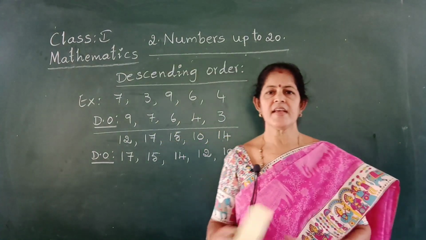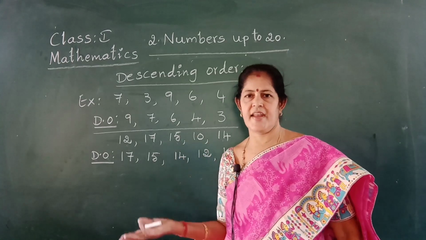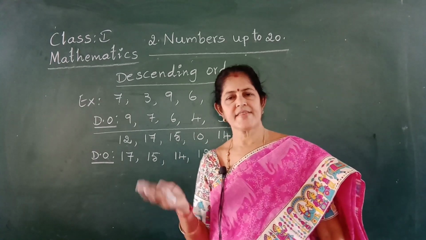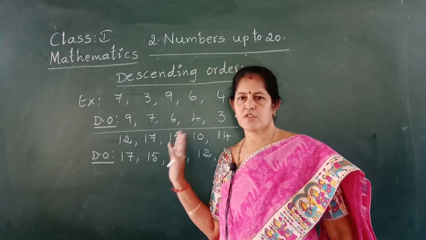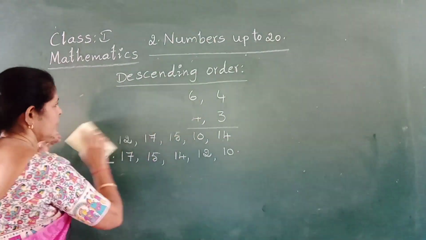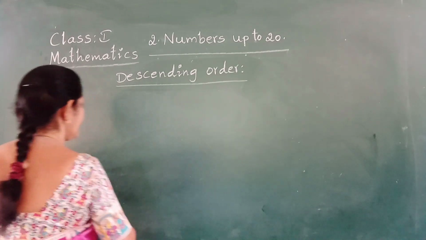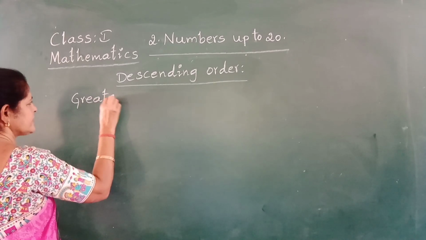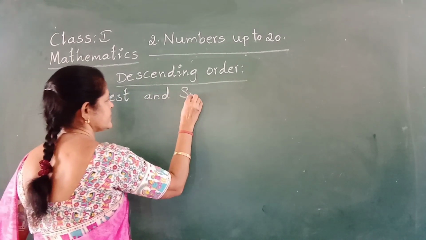By practicing, you get perfection in ascending order and descending order. Okay? Ascending order, small to big. Descending order, big to small. Okay? Next one. Find the greatest number or smallest number. In the given numbers, which is the greatest and which is the smallest.